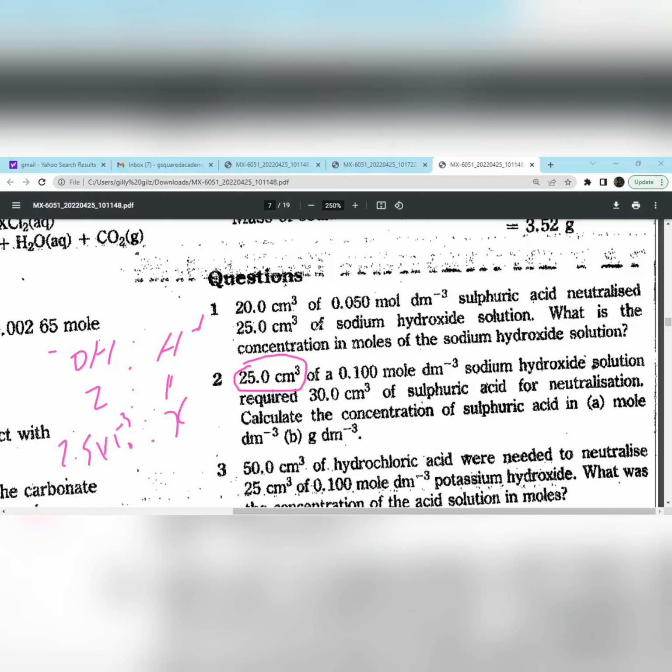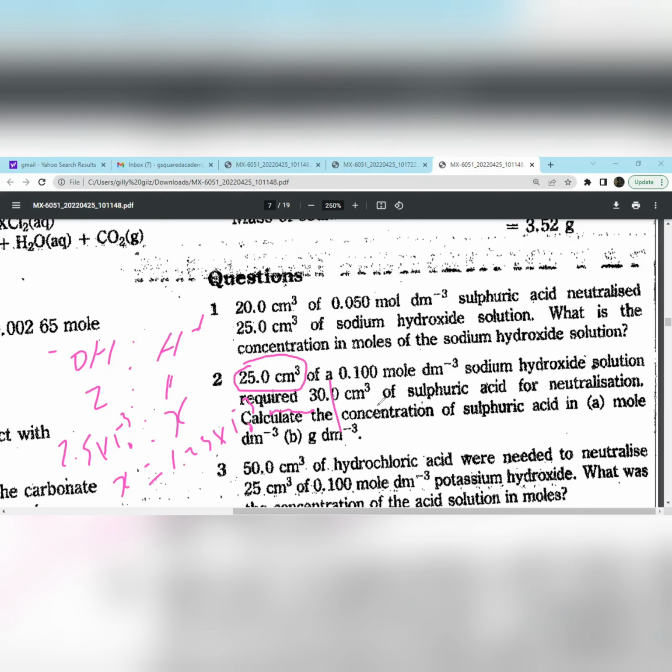Again, you cross multiply, and X is going to be equal to 2.5 times 10 to the minus 3 divided by 2. And that works out to be 1.25 times 10 to the minus 3, okay? And that now would be the moles of sulfuric acid that is present in the 30 mils of solution. So that's the moles of sulfuric acid present in 30 mils of solution.